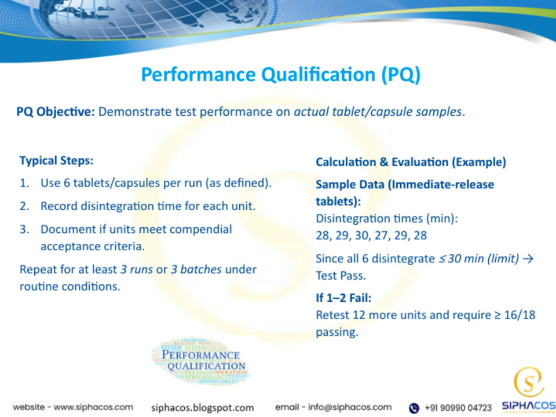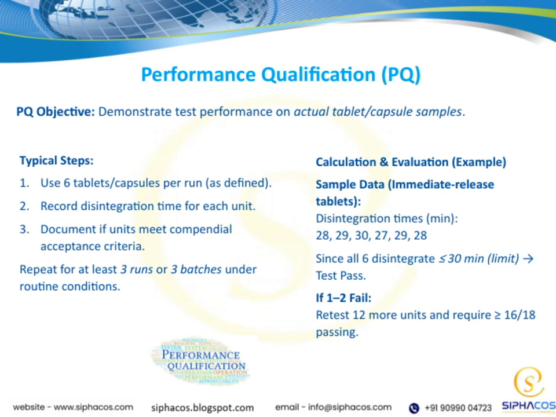But what happens if 1 or 2 units fail? Well, in that case, the protocol requires retesting 12 additional units, and we need at least 16 out of 18 to pass to consider the test successful. This helps ensure consistency and reliability in our testing process.